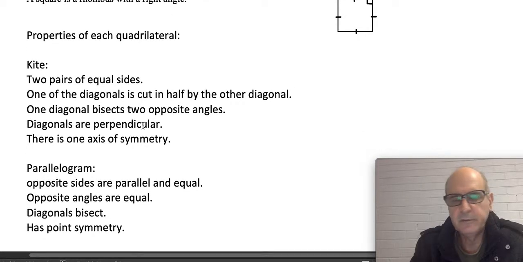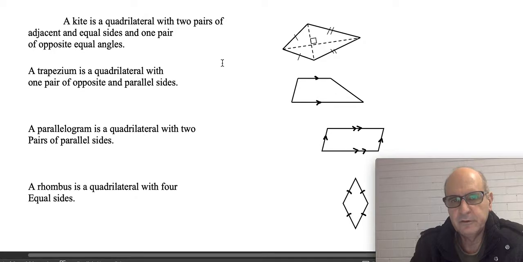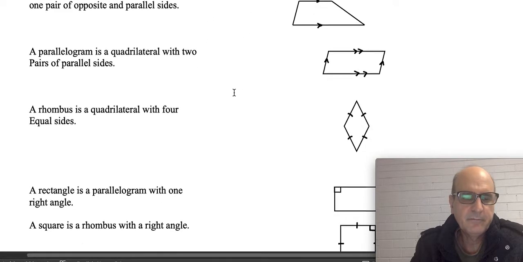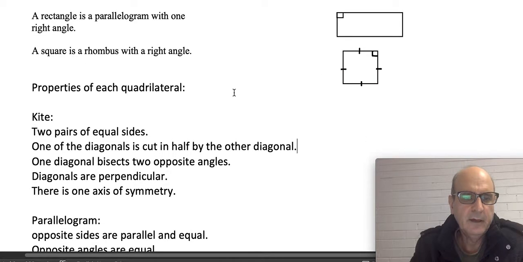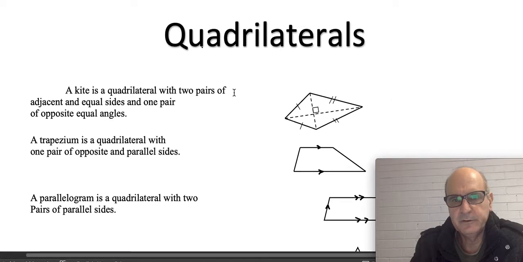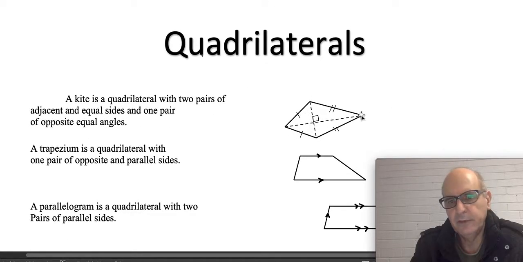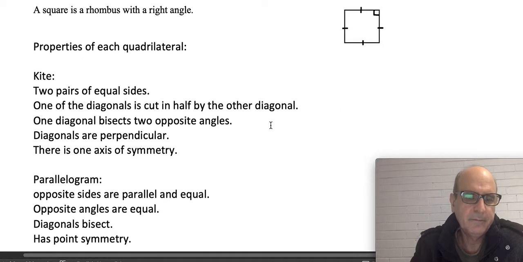And diagonals are perpendicular, so they cut each other at 90 degrees. And there is one axis of symmetry. So that is the only axis of symmetry that this kite has. So the large diagonal is the axis of symmetry.